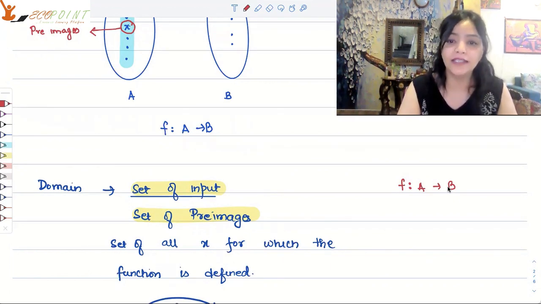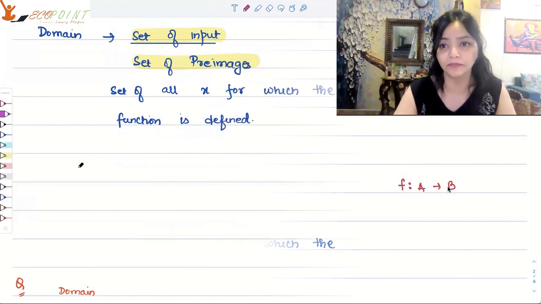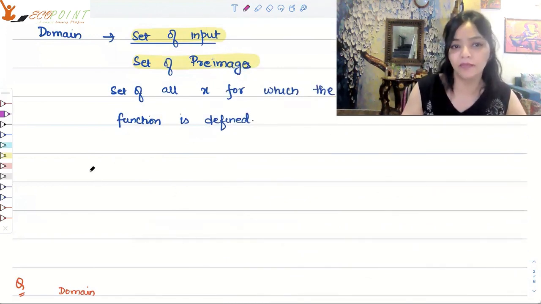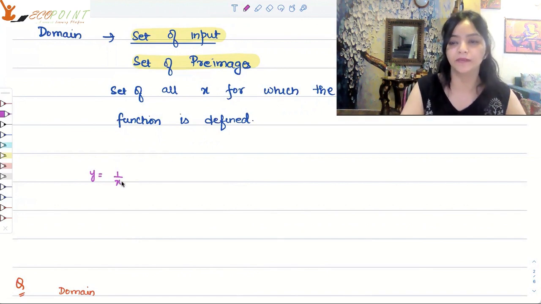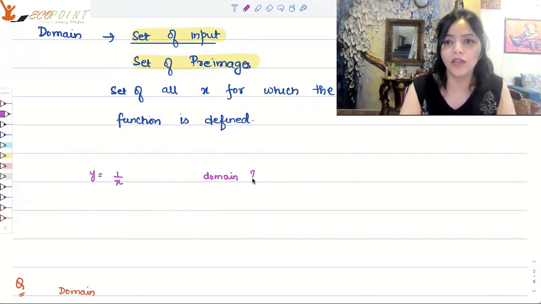Because there are scenarios where you can have some sort of restriction towards the input. Let's start with a very simple example. Suppose y is equal to 1 upon x. And the question is asking you, what is the domain for this function? So you quickly have to think, what all numbers x can I put into this function so that I get a valid output out of it?